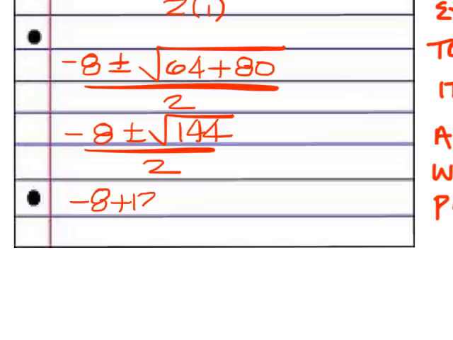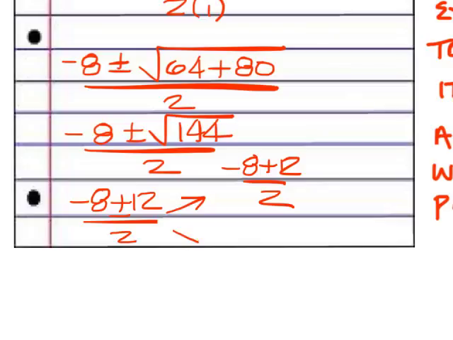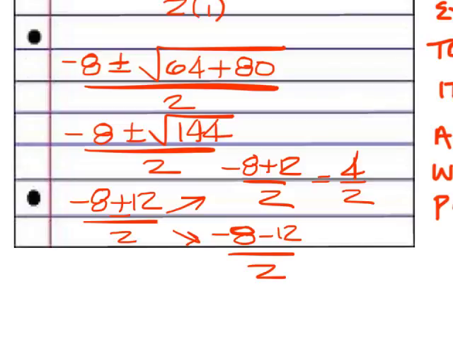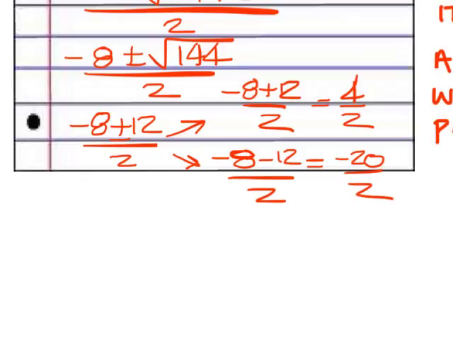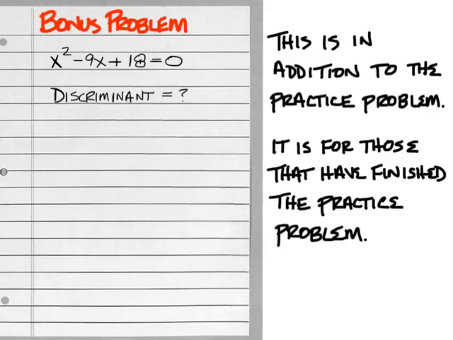So negative 8 plus or minus 12, and then all of that over 2. Negative 8 plus 12 over 2, and negative 8 minus 12 over 2. This is 4 over 2, and this one is negative 20 over 2. So you should have a final answer of 2 or negative 10.